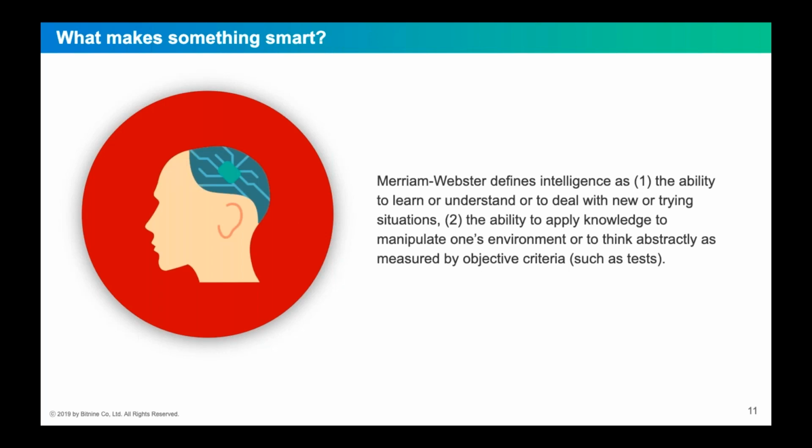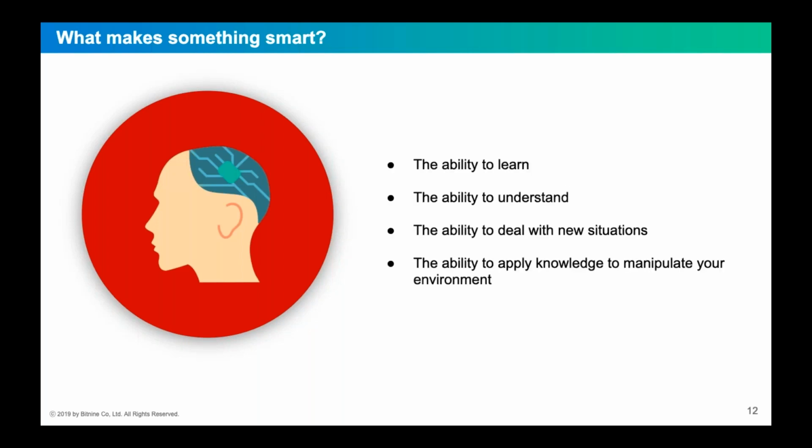I'm going to quickly give a definition for what makes something smart, and we'll use the Merriam-Webster definition. Merriam-Webster defines intelligence as the ability to learn or understand or to deal with new or trying situations. Also, the ability to apply knowledge to manipulate one's environment or to think abstractly as is measured by objective criteria. In other words, the ability to learn, understand, to see something, or to learn from something that has happened elsewhere before.